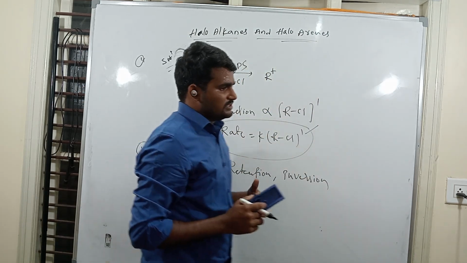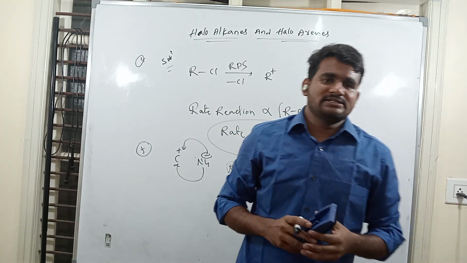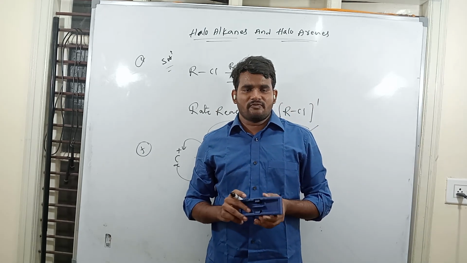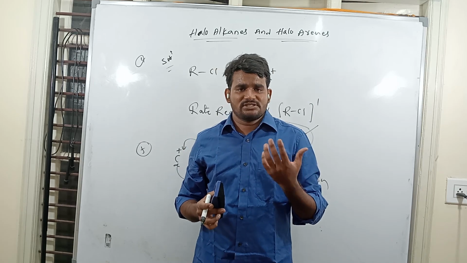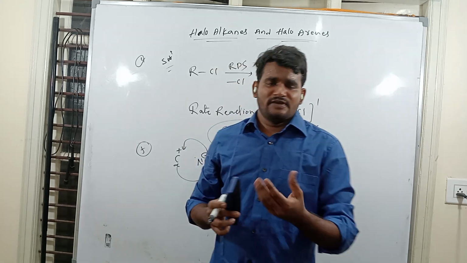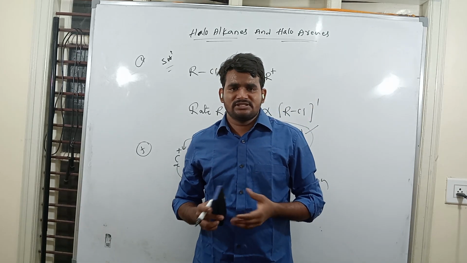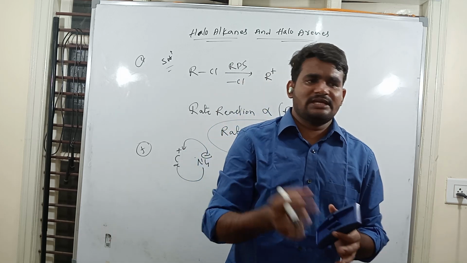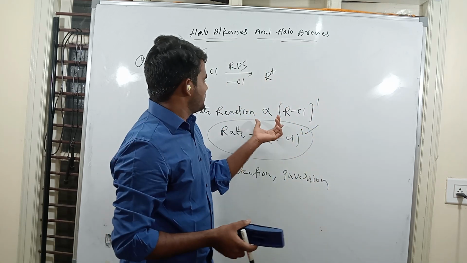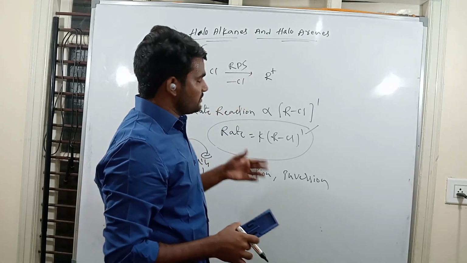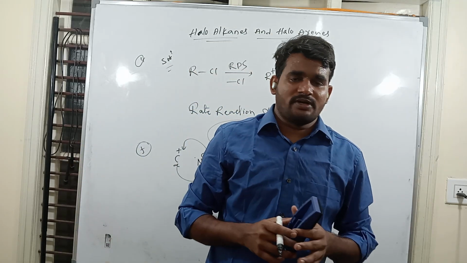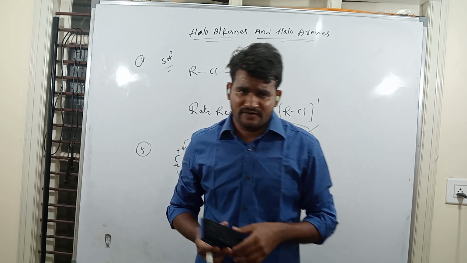In that, retention gives partial racemization. Why? Because in front side attack there is some disturbance from the leaving group. On the back side there is no disturbance. So slightly partial racemization is formed. Okay. After carbocation formation, attack on both sides gives two types of products, retention and inversion.